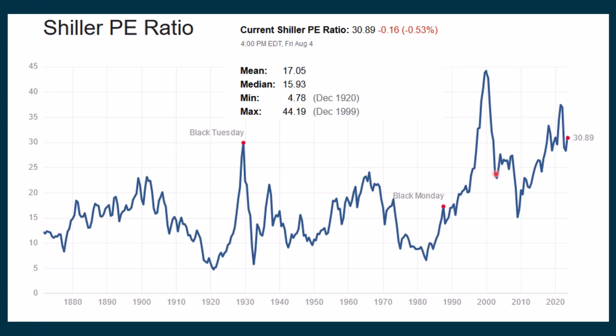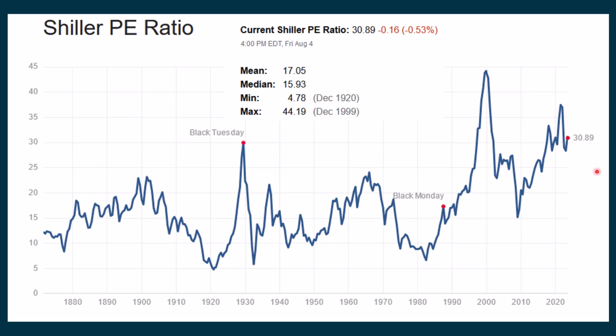We also look at a thing called the Shiller PE ratio, developed by Robert Shiller, and a lot of people have found this very helpful. He uses more of a smoothed average over a period of time to try to take care of any outliers or strange situations. Currently, this reading is at 30.89.